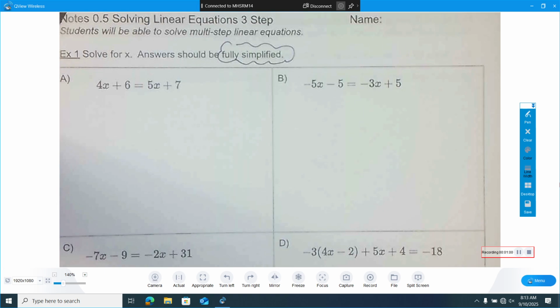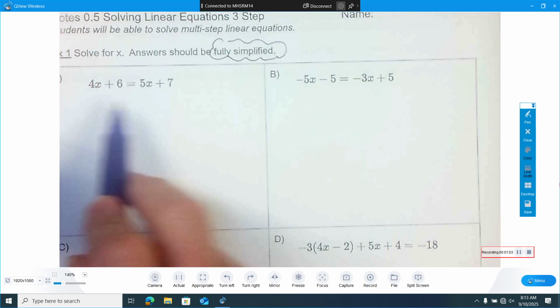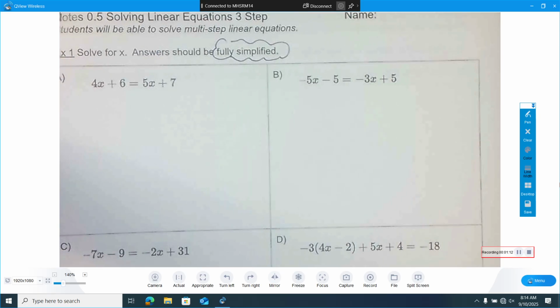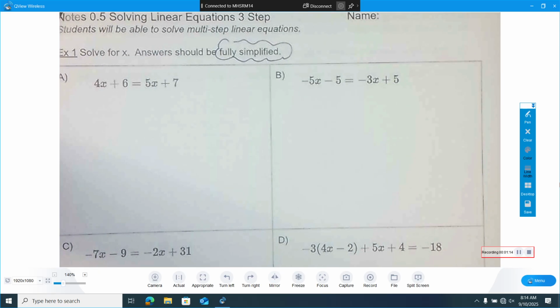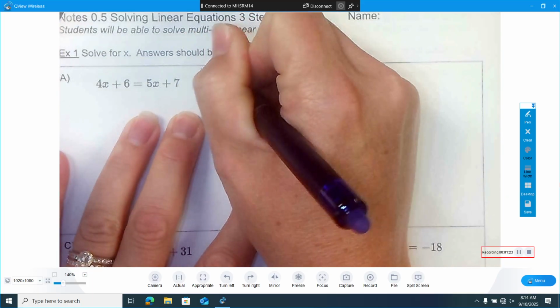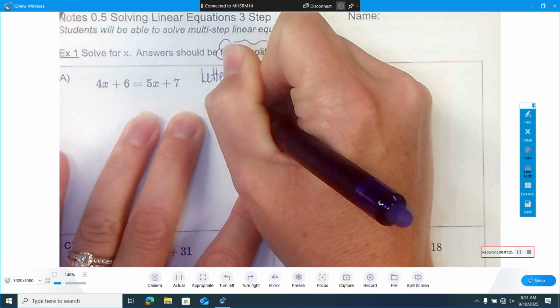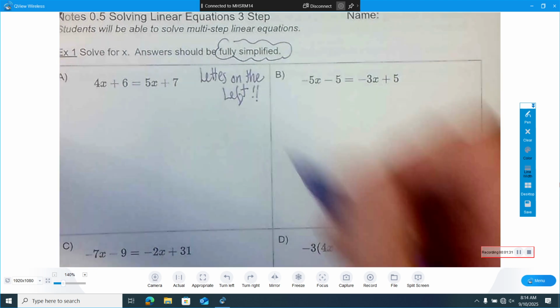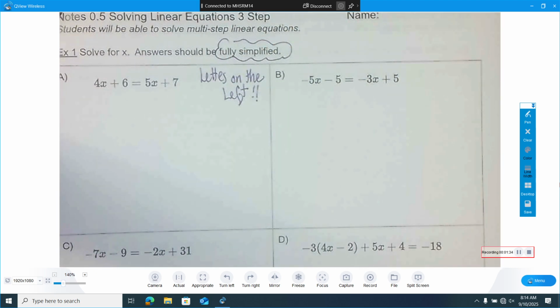Okay, so these are multi-step, 3-step equations, and the difference is that we have variables on both sides of the equal sign, and so what do we need to do? Combine the variables. We want to get all the letters together, and I like to say, and this is just how I do it, letters on the left. All right, letters on the left. You don't have to move those letters to the left, but I like the alliteration. Letters to the left, you know what I mean?